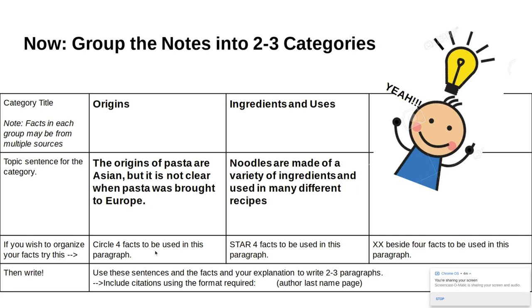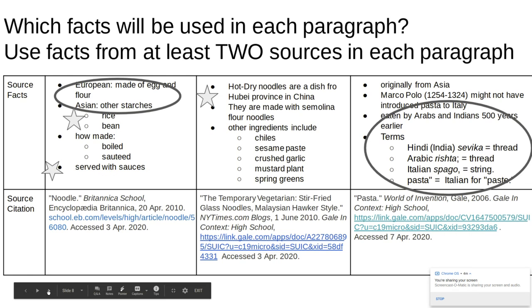Now I'm going to go back and circle 4 facts to be used in this paragraph. You don't have to do that, but you do need to keep in mind what facts you're going to use. So that's what I did. I circled these facts from the first source and these facts on the right-hand side from the third source. You should use facts from at least 2 sources in each paragraph.